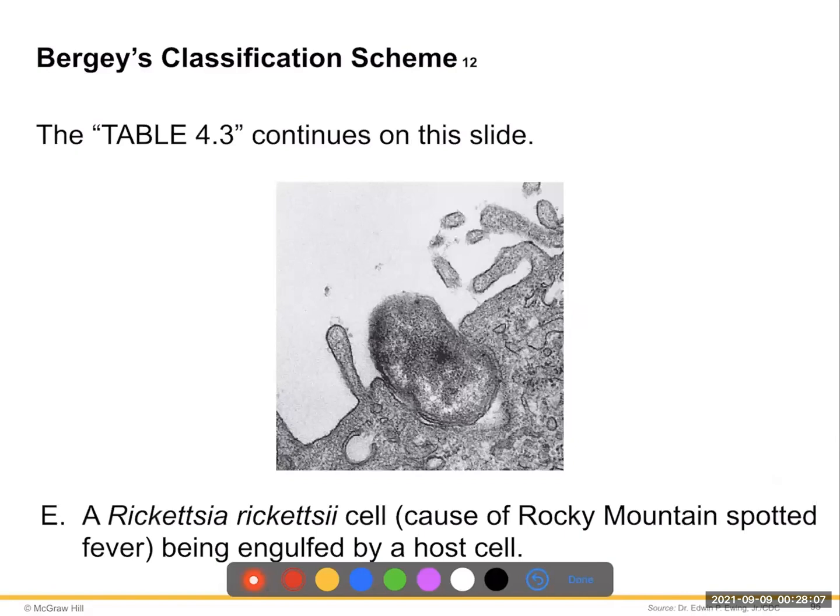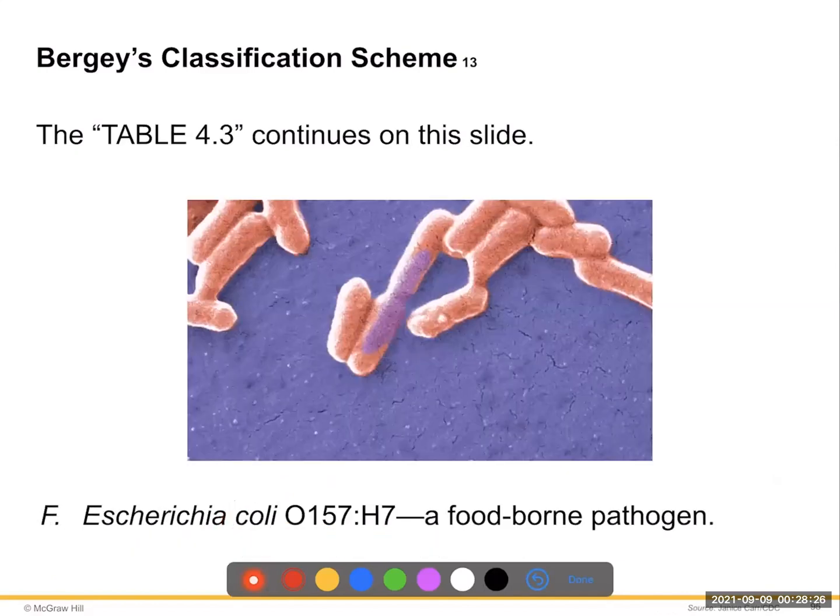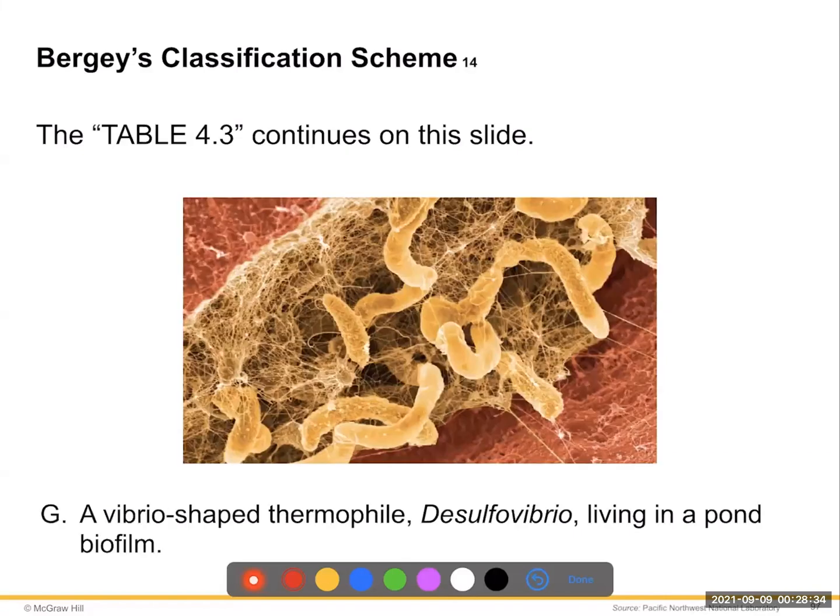This is the one that causes Rocky Mountain spotted fever. This is a rickettsia cell. You can see this is a rickettsia cell right here, and this is a phagocytic white blood cell that's eating it to dissolve that bacteria. This is E. coli. It's a foodborne pathogen, causing contaminated food, and causes severe illness found in humans.